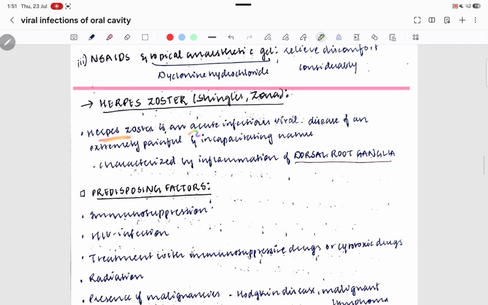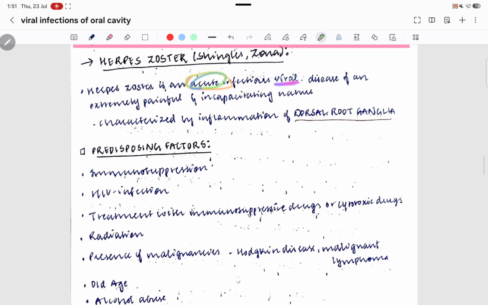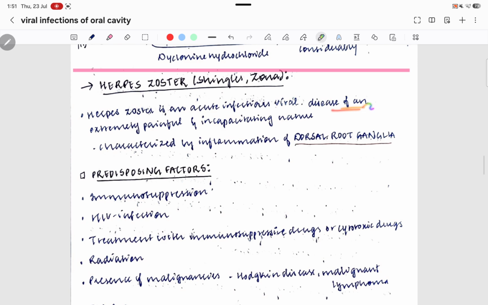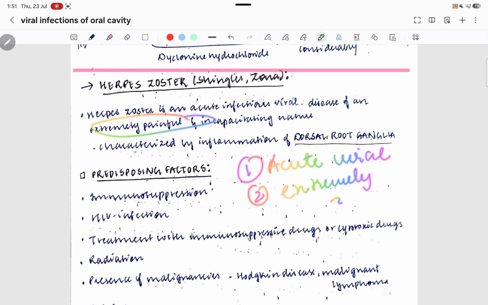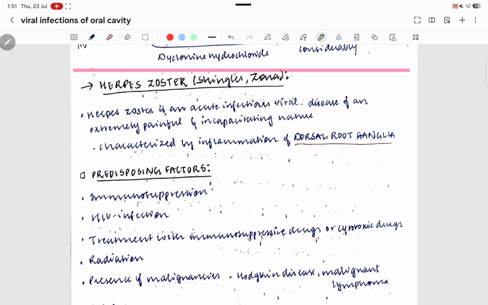Herpes zoster is an acute infectious viral disease, an acute kind of viral infection. It is a disease of an extremely painful and incapacitating nature. So first, it is acute viral. Second, it is extremely painful. These two things you have to write in the definition.